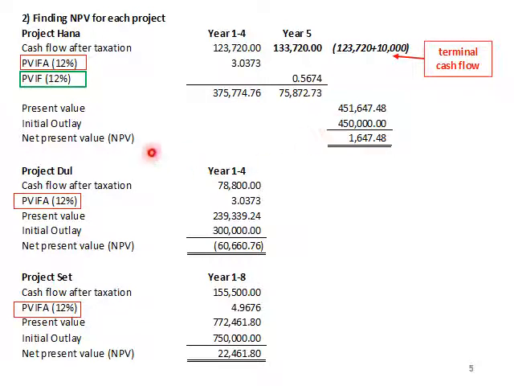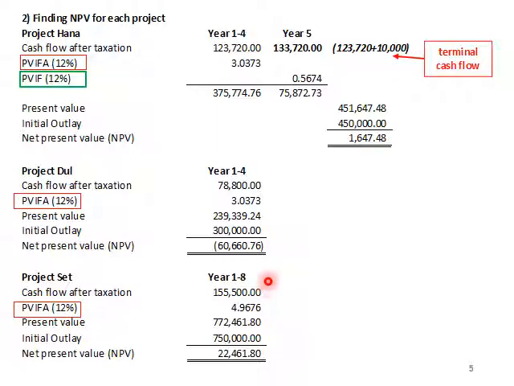Okay. And then untuk project 2, year 1 until year 4, dia punya cash flow sama. So, you akan guna cumulative value. So, you darabkan yang 78,800 ni dengan 3.0373. So, you get the present value of 239,339.24, and then you compare with the initial outlay of 300,000, so you get the negative figure. This means that Project DUL adalah a no-go. Okay, it's not good for the company. It will not increase the shareholders' wealth.